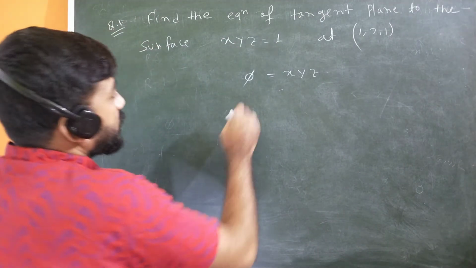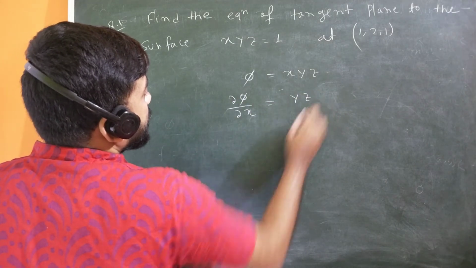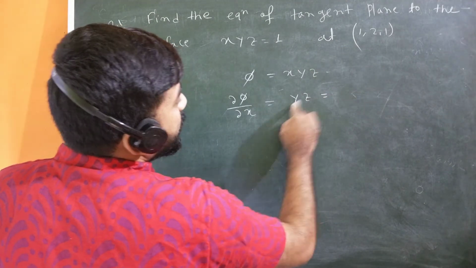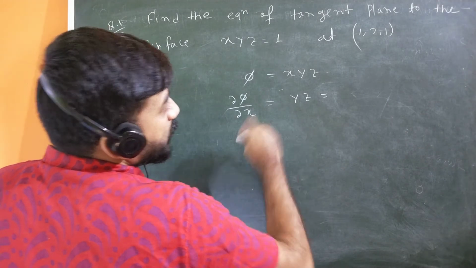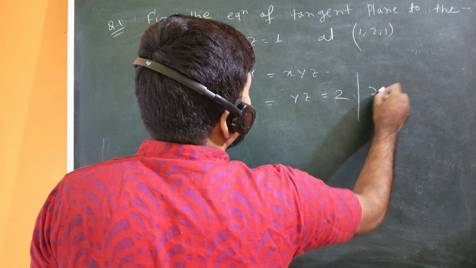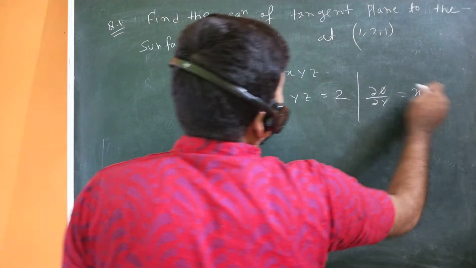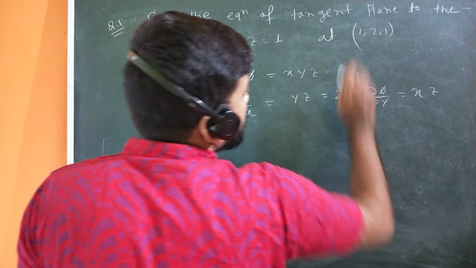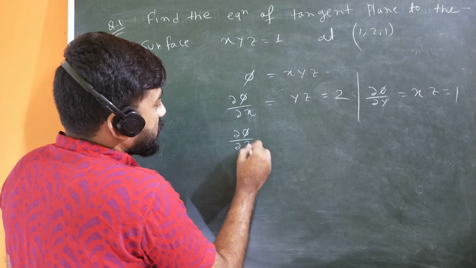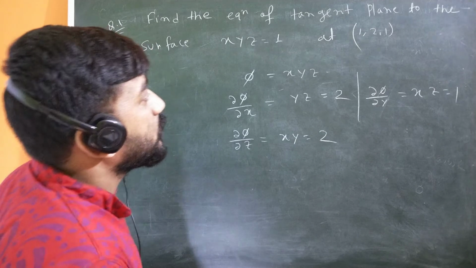So what will be del phi del x? We have to find del phi del x first. Del phi del x is yz, and if you put the point (1, 2, 1), y is 2, z is 1, so it will be 2 into 1, just 2. Similarly, del phi del y is just xz. Now x is 1 and z is also 1, so it will be 1. And del phi del z is just xy, and obviously this is also 2 because 1 into 2.